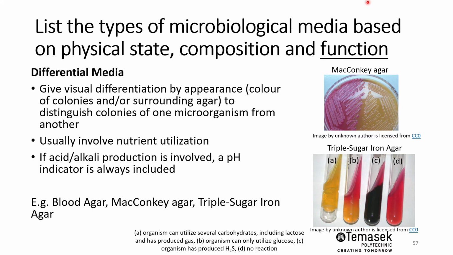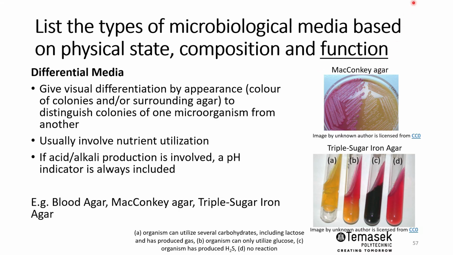So in the case of MacConkey agar, MacConkey agar contains lactose as the carbon source, and the pH indicator that it uses is a neutral red dye. This MacConkey agar media is able to differentiate lactose fermenters from lactose non-fermenters. Colonies of bacteria that use lactose will produce acid and they will become red in color. This is shown here in the right hand side image.